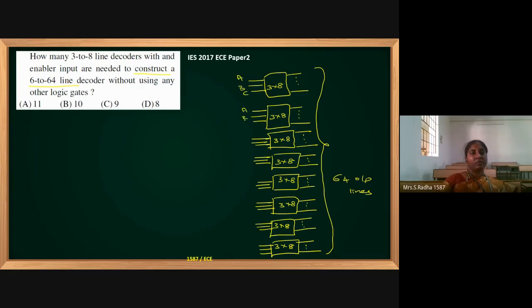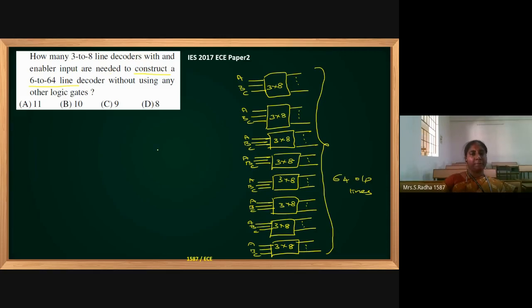You can do that when you practice. I'm just writing ABC only. They are the same connection. Instead of joining them and taking time for that, I'm writing the names. All of them are joined together. But you are supposed to use only 3 by 8 decoders.